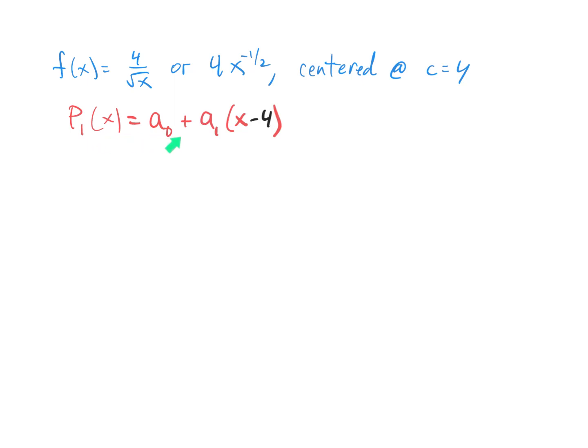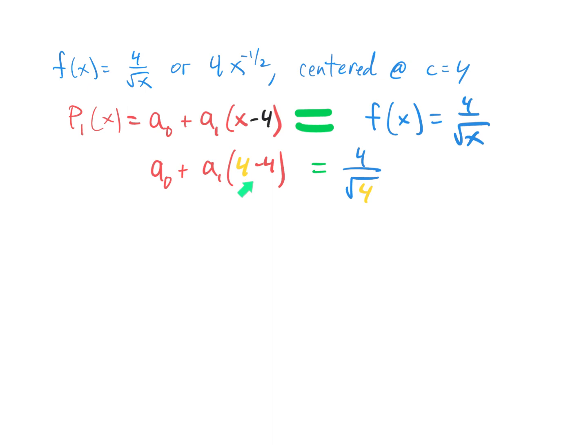So we are looking for a first degree polynomial that will match or approximate this function when x is equal to 4. So this is centered at 4, and that's going to be exactly equal to our function f, again when x is equal to 4. So here's our polynomial when x is 4, and there's our function when x is 4, and we force them to be equal to each other.